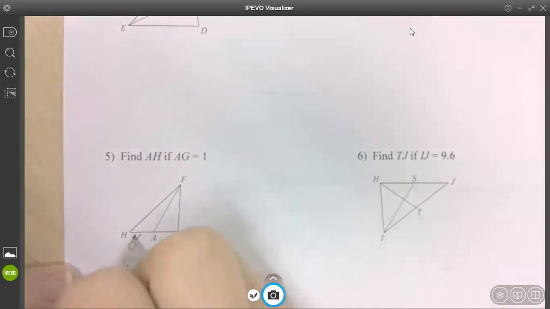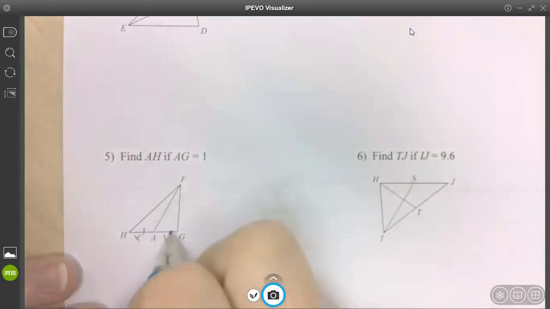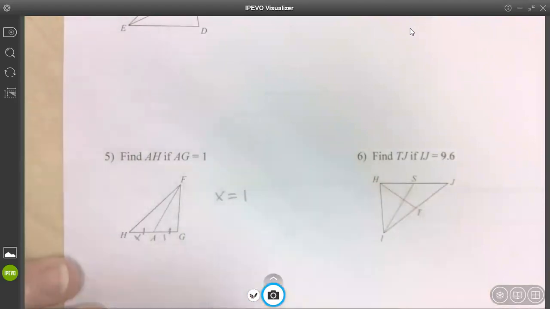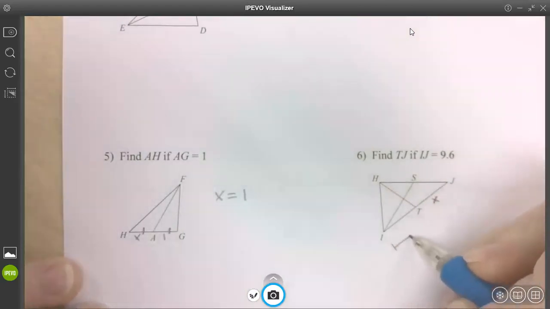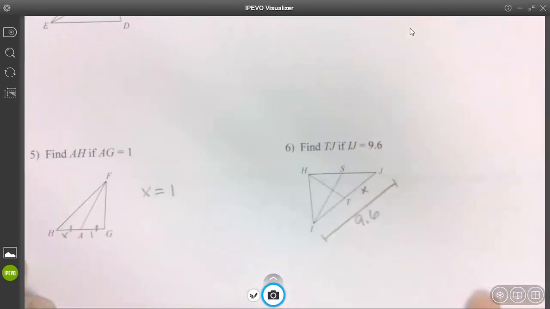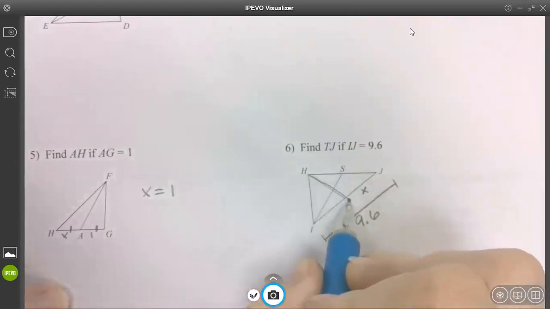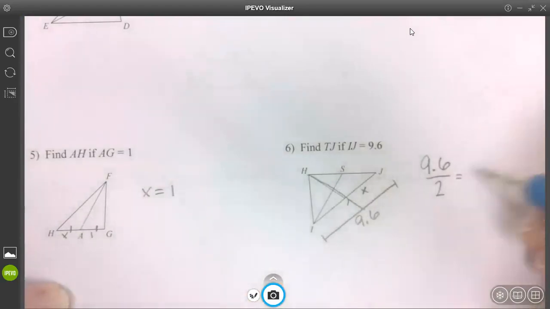Okay, move to the next one. We have that AH is what we're looking for. It gives us that AG is 1. Since we know that both parts are equal, X is going to be 1. The next one says find TJ. So we're looking for TJ. But they give us the full IJ, which is 9.6. Remember that HT cuts it in half. So we'll do 9.6 divided by 2, or 4.8.